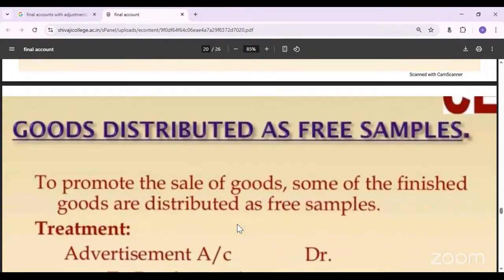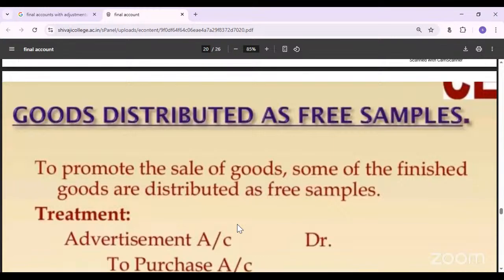Then goods distributed as free samples. Sometimes as an organization, maybe we developed a new product. We introduced a new product into the market. Since the product is new, most of the people will not have an idea regarding our product. Hence, what we will do, we will issue free samples. That is, if we distribute free samples and they like the product, they will purchase it. Under that concept, we issue the free samples to the general public.